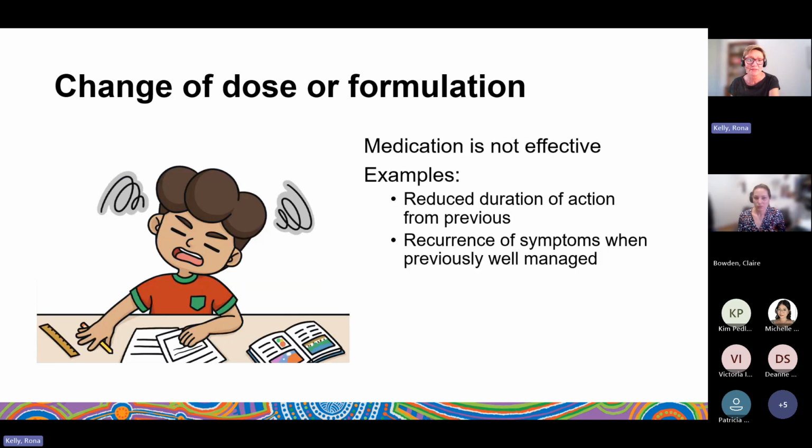So additionally, although stimulant medicine is dosed by effect rather than age or weight, symptom control can actually change as kids get older and bigger. And so that kind of story would be where medicine did seem to be effective, but now it doesn't seem to be working quite as well, and the symptoms that were previously managed are starting to creep back in.